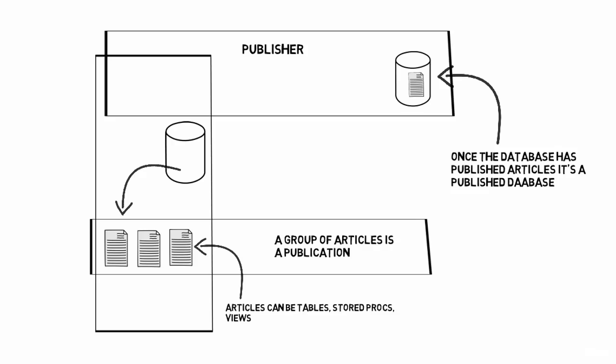The publication database. Any database that contains objects designated as articles is called a publication database. When you set up a publication database, SQL Server modifies the inner structure of the database and creates several replication-related objects. A publication database is also protected against being dropped. A publication can contain articles from a single publication database only.